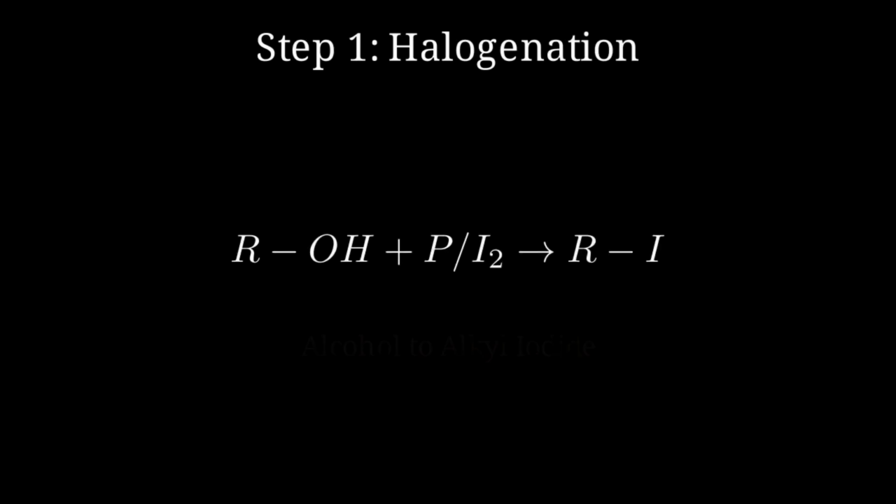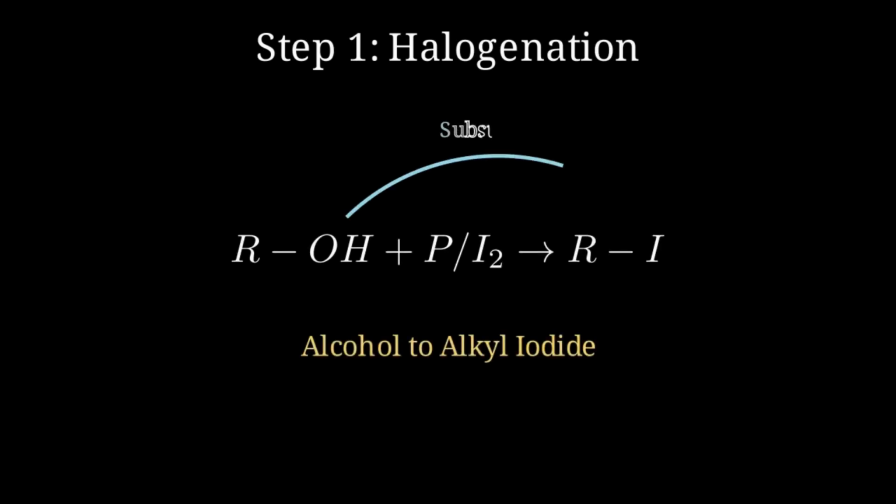In the first step, the alcohol is treated with phosphorus and iodine. This reaction replaces the hydroxyl group with an iodine atom, converting the alcohol into its corresponding alkyl iodide. This prepares the molecule for the subsequent nitration step.